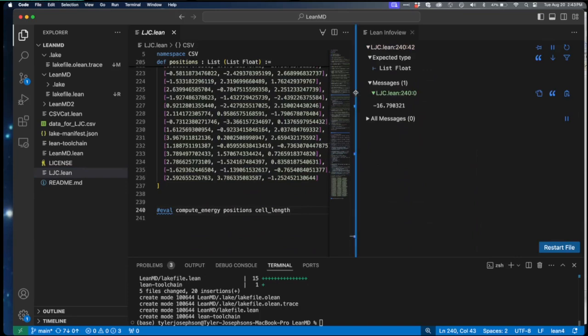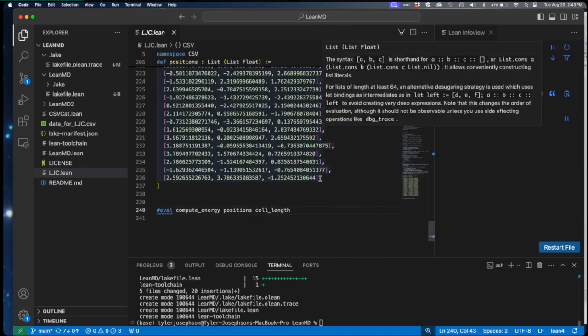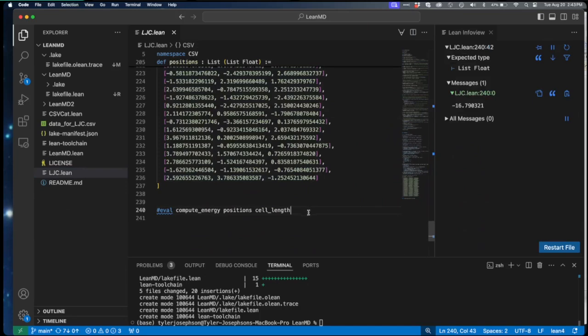Okay, it does work. Cool. So I guess my Lean setup ended up converging all on its own, which is great because you get to see the numbers. So here we get an answer back. This is doing an eval on this set of particles.